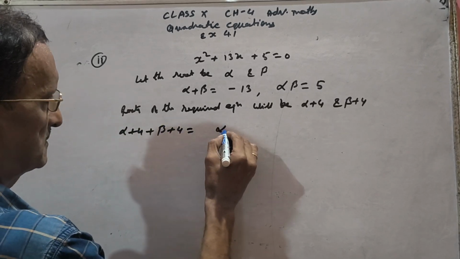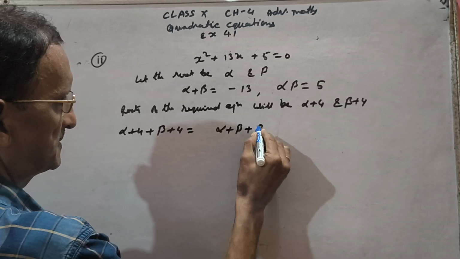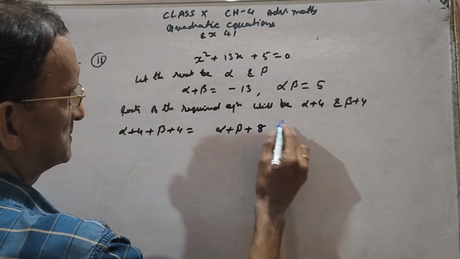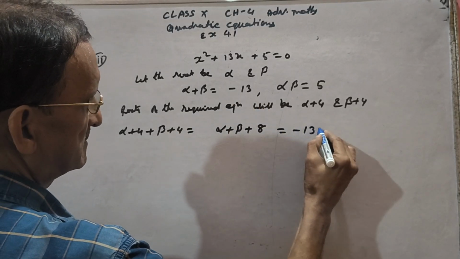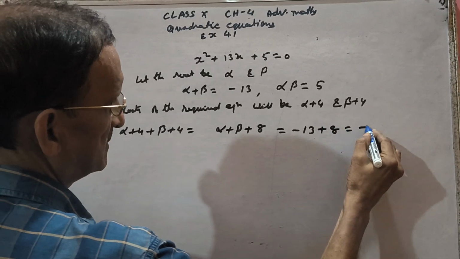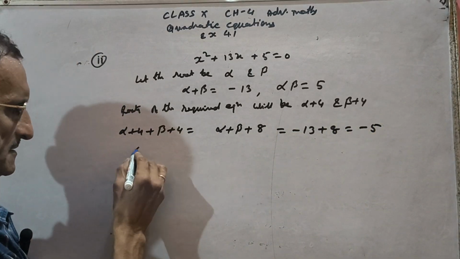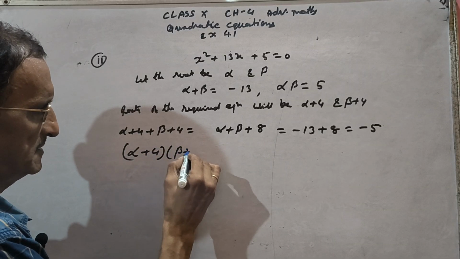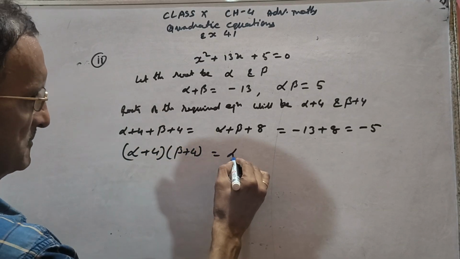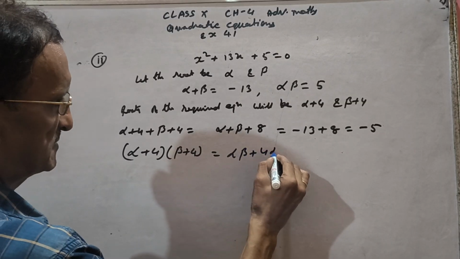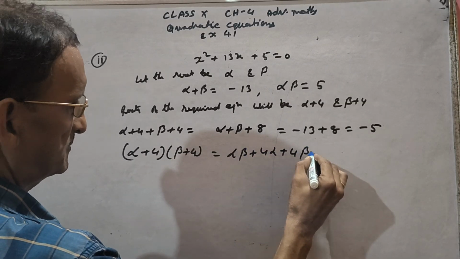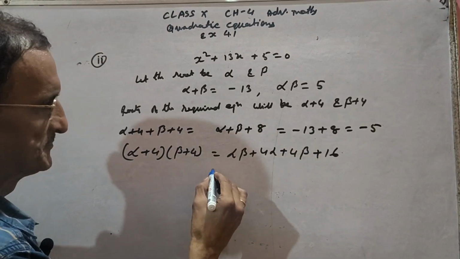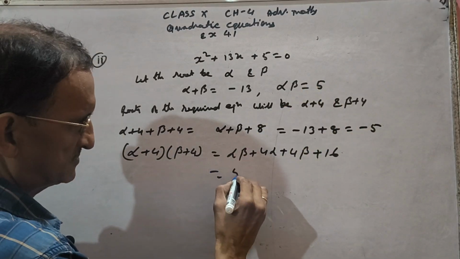How much will we get? Alpha plus beta plus 8, and alpha plus beta is minus 13, plus 8. How much will we get? Minus 5. Then find the product of roots, alpha plus 4 into beta plus 4. So alpha into beta plus 4 alpha plus 4 beta plus 16. Alpha into beta value is 5.